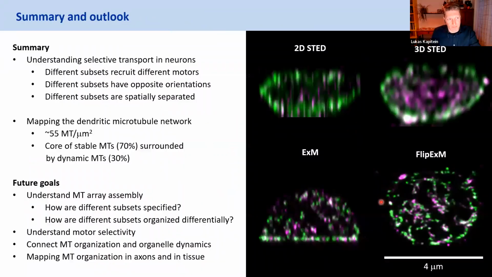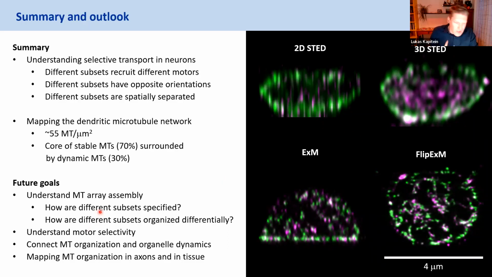So to summarize this part, I've told you about selective transport in neurons to the axons and dendrites, our advances in mapping the microtubule network, so going from STED to expansion to this flipped expansion approach. And now what we really want to understand is how do you build such a complex microtubule network where there is stable microtubules in the center, dynamic microtubules surrounding it, but also stable microtubules mostly oriented minus end out, and dynamic microtubules mostly oriented plus end out.